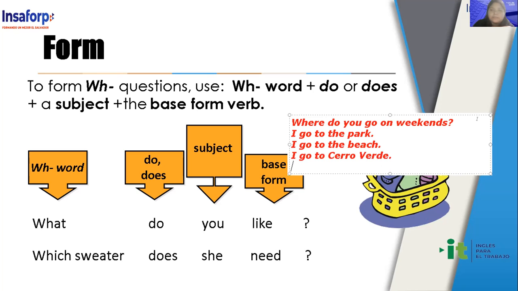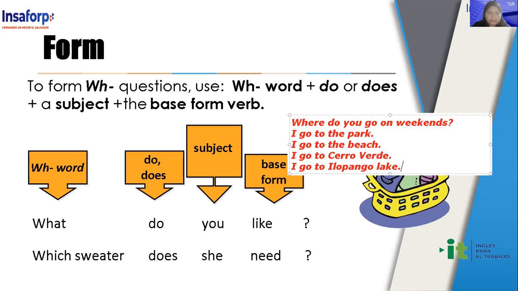Recuerden que cuando usamos presente simple hablamos de actividades regulares. En la anterior sí indicaba futuro, ¿verdad? I go to Cerro Verde. So where do you go on weekends, Noemi? I go to Lago de Ilopango. Ilopango, okay.